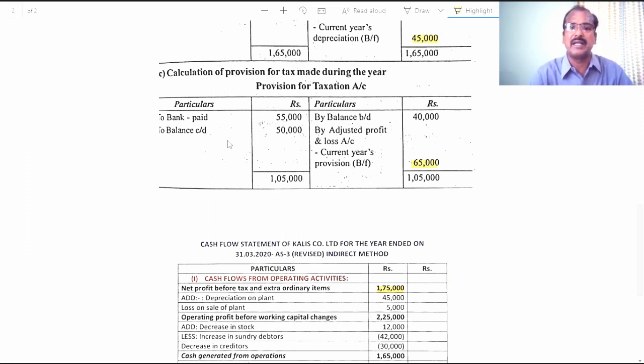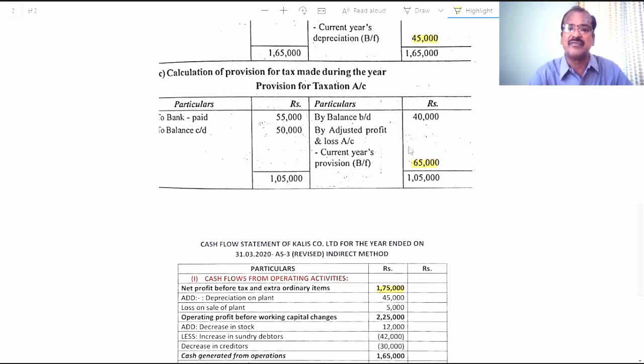Now my point here is, through the additional information, we were informed that tax amounting to 55,000 rupees has been paid by the company during this year. What is the journal entry for making payment of tax? Provision for taxation account debtor to bank account. To bank means what? When cash goes out, it has to be credited. Right. So to bank, this is for paying tax during the current year.